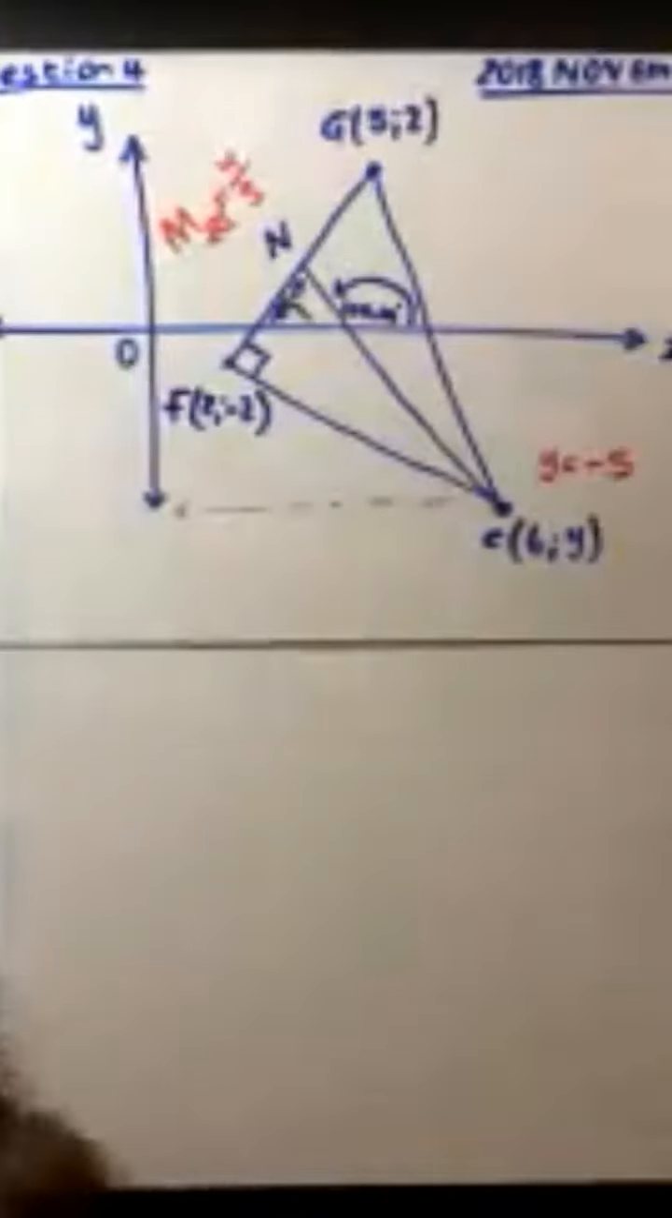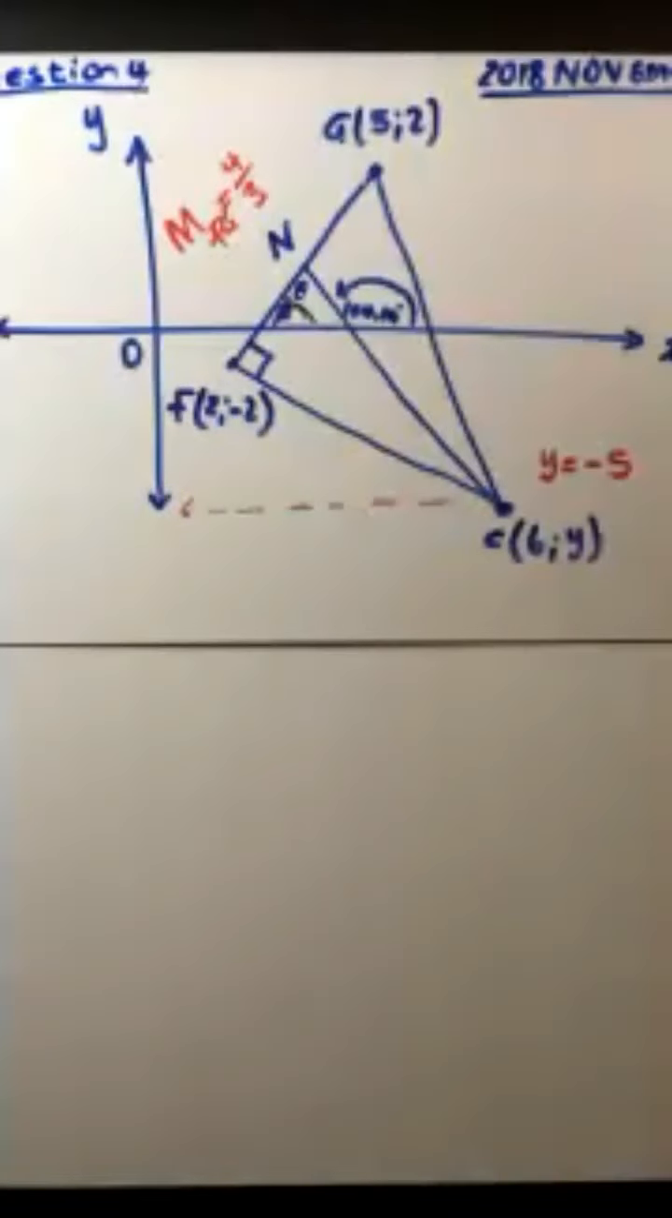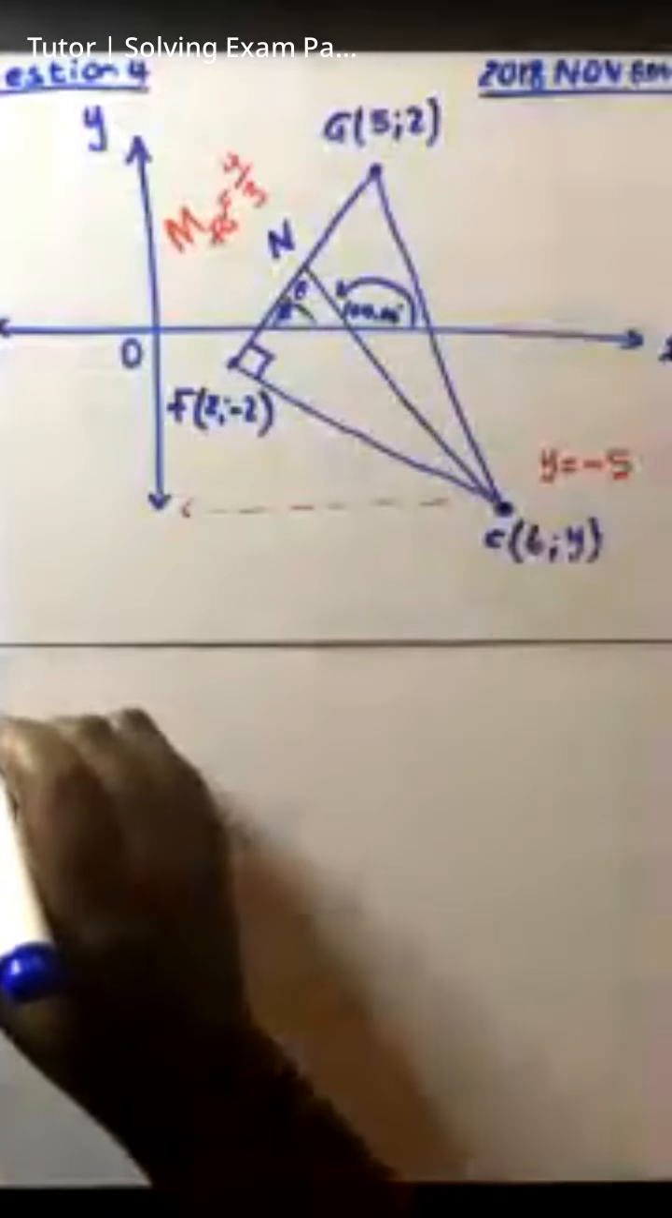It's not really a complicated question, and I'm sure you fully understand how to tackle this type of question. So guys, what is that question for 4.4? It says calculate the length of NC.